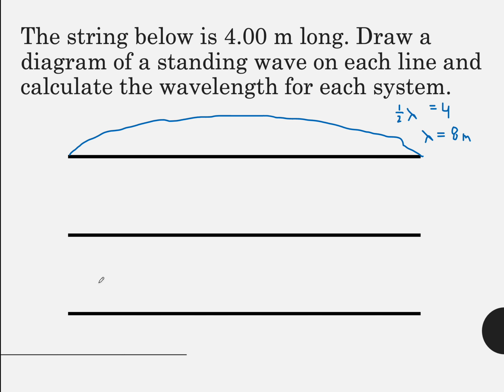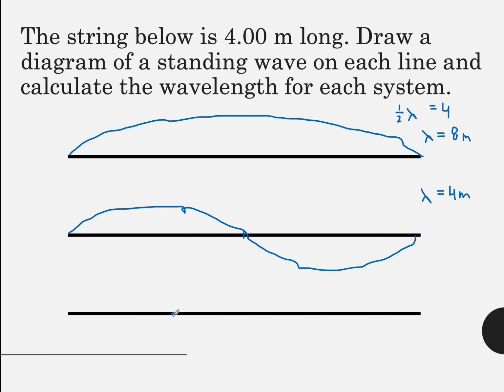For the second one, I'm going to give myself a guideline here. Coming down. Sorry, hand drawing this one's actually not as fun. In this case, that is a complete wave. In this case, the wavelength would just be the length of the string, which is 4 meters.